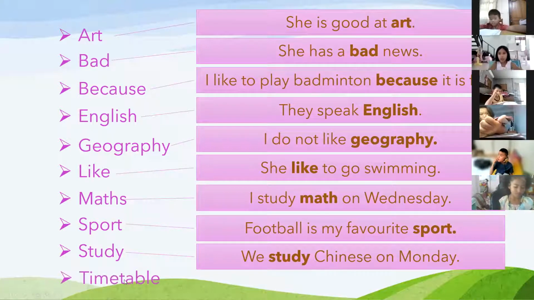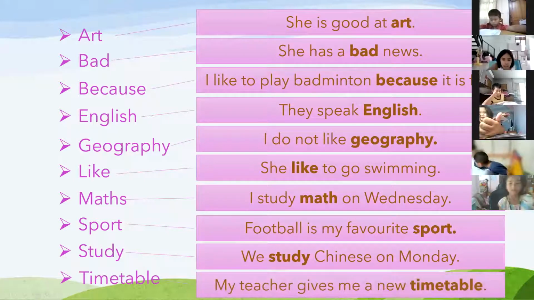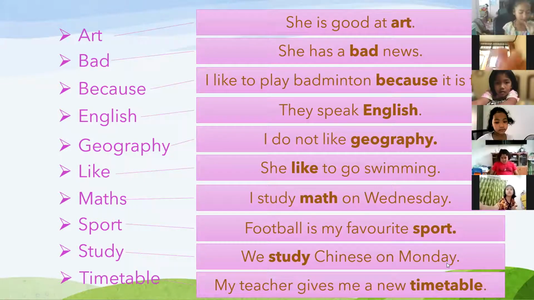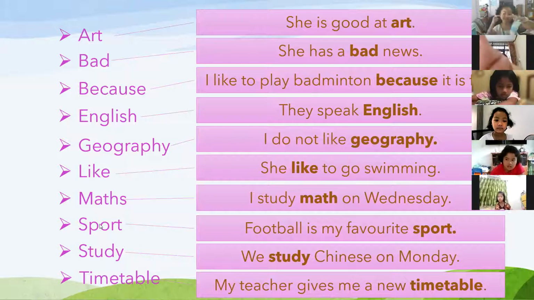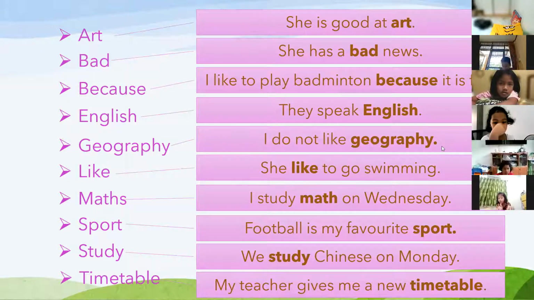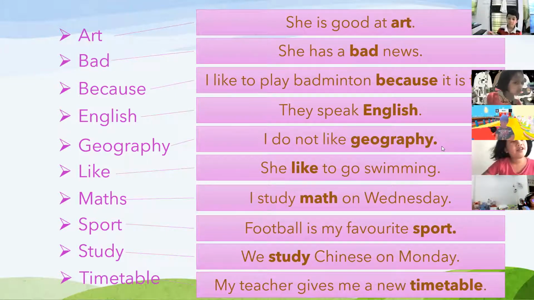Okay, we have the word timetable. My teacher gives me a new timetable. As you can see, we have 1, 2, 3, 4, 5, 6, 7, 8, 9, 10. Unit 2. In Unit 2, we have 10 vocabularies: art, bad, because, fish, geography, like, maths, sport, study, and timetable.